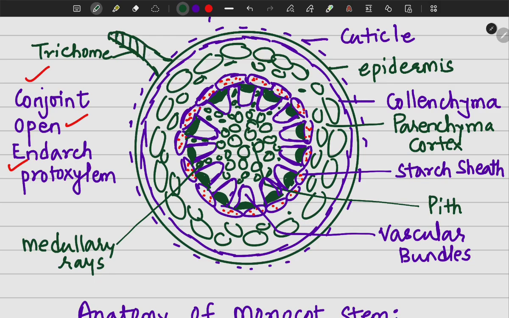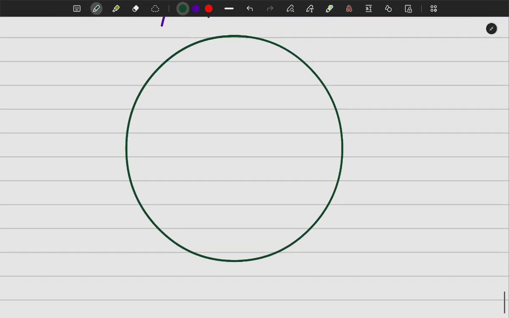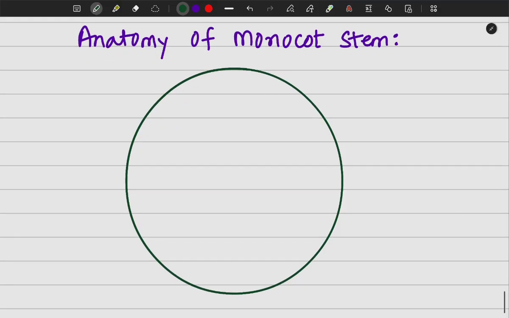It is multicellular. Trichome will be multicellular, right? In cases of roots we find unicellular root hairs. In cases of stem we find multicellular hairs which are called trichomes. So I'm not drawing trichome and cuticle here, just the epidermis. So this is the epidermis of the stem. Then we have a sclerenchymatous hypodermis.